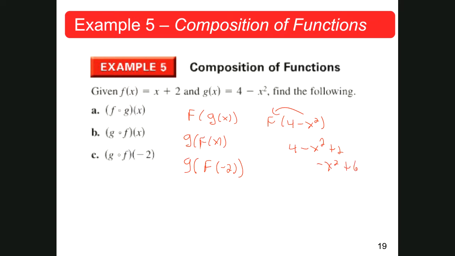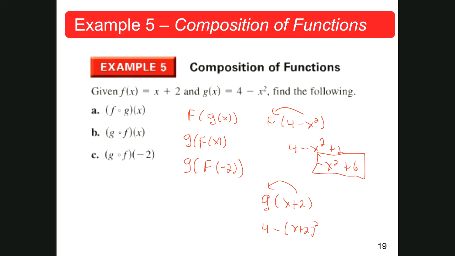If I have g of f of x, well, I know what f of x is. It's x plus 2. So I'm going to rewrite this as g of x plus 2. And then this is telling me to plug that into the g function. Well, the g function is right here. So that's going to be 4 minus x plus 2 quantity squared.